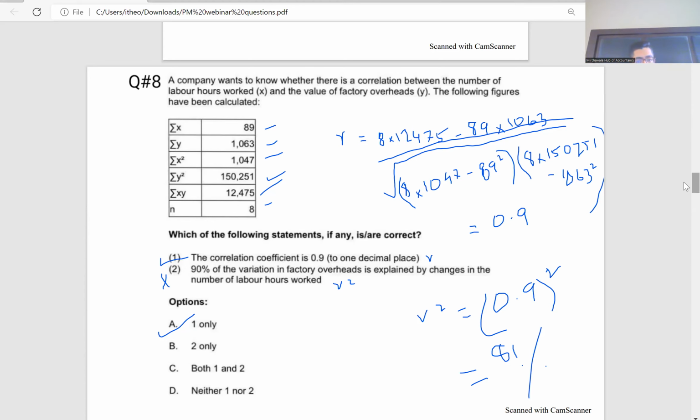So to check whether correlation 0.9 is correct, I found the correlation, and to check whether variation was correct, I found the variation and then gave the answer.